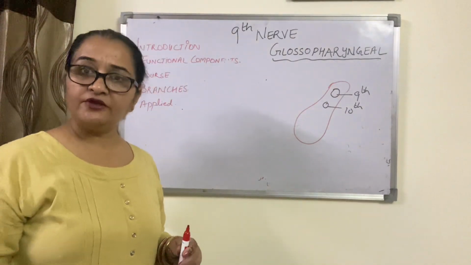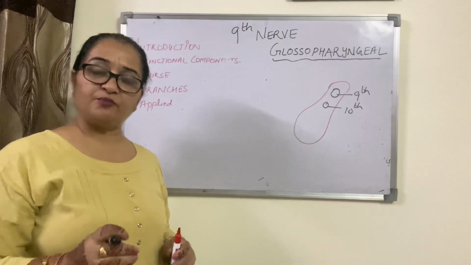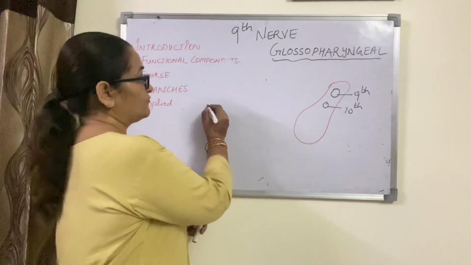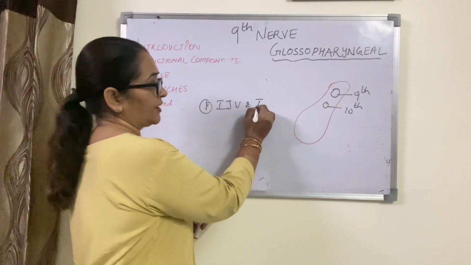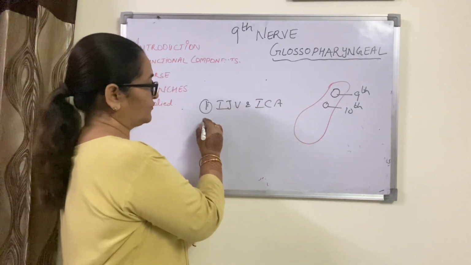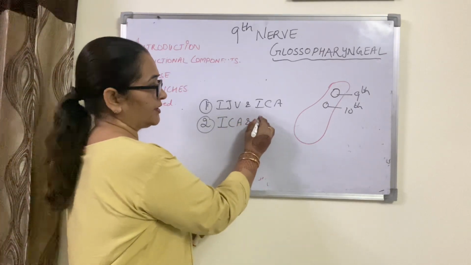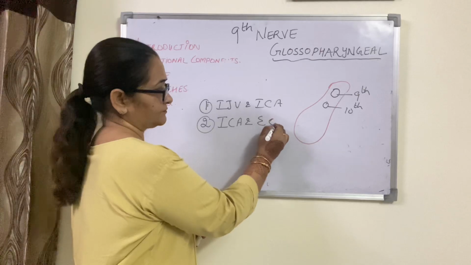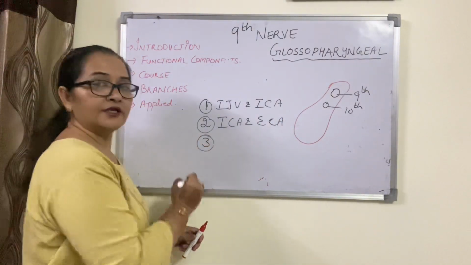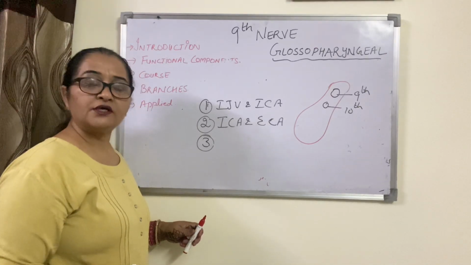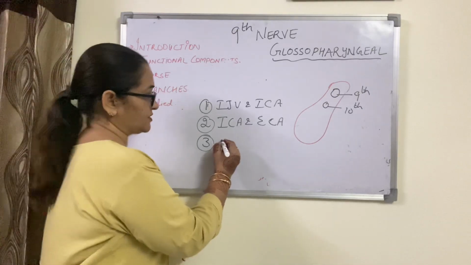Now after leaving the jugular foramen, in the neck portion, what are the important relations of this nerve? First, it runs between the internal jugular vein and internal carotid artery. After that, it passes between the internal carotid artery and external carotid artery. Then after that, it reaches the lateral surface of the stylopharyngeus muscle and winds around the stylopharyngeus muscle.